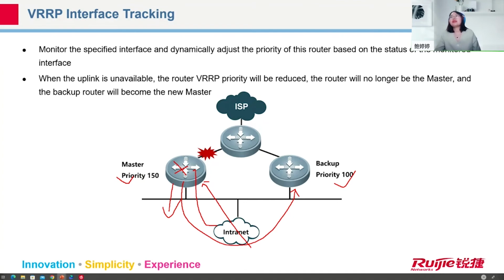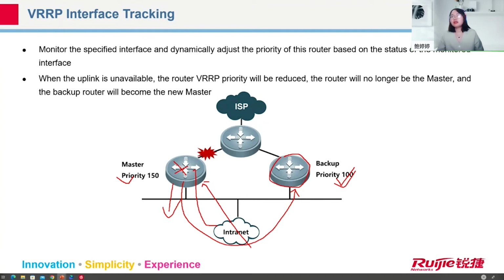So in this scenario, we hope we can have a mechanism. If this link is broken, I want this device to become a master, right? To let this device forward the traffic. So how to let the backup become a master? If this priority value is higher than me, I will agree that you become a new master. So this is the function of monitoring.